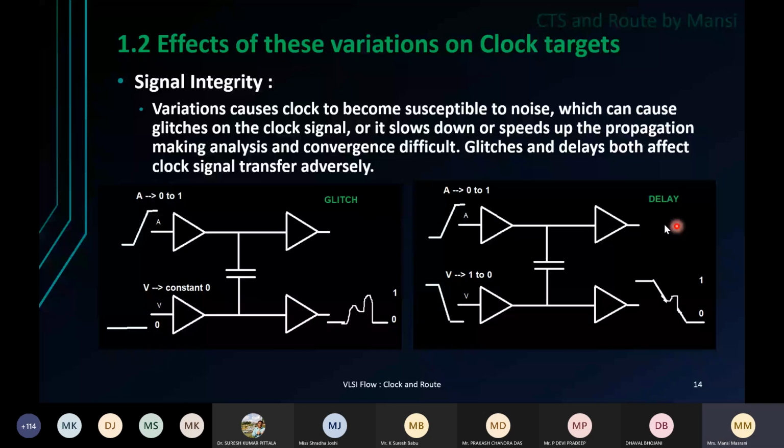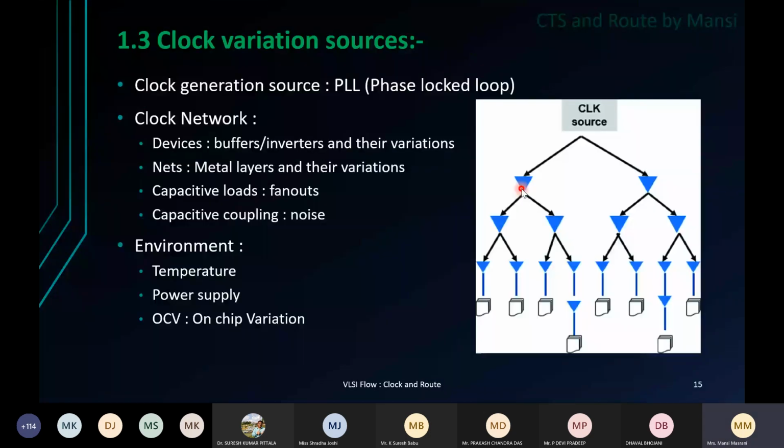Now, where are these variations coming from? Why are we even talking about the variations on the clock? So the first thing, from the PLL itself, the phase lock loop, from where the clock is generated, the variation which comes into picture is jitter. There is no ideal phase lock loop which generates an ideal clock signal. It will always have some variations in clock period, and that is why the PLL itself is one of the sources of clock variations.